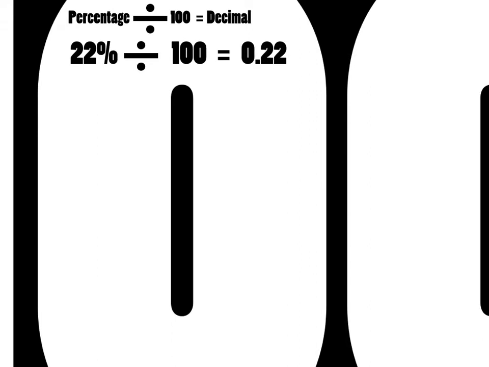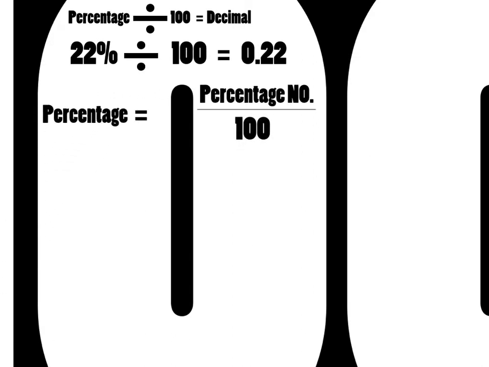To convert a percentage into a fraction, it's also incredibly easy. All you have to do is put the percentage number in the numerator, then put the denominator 100. For example, 20% once again. It becomes 20 over 100, and then you divide both of these numbers by the highest common factor to receive the most simplified version.